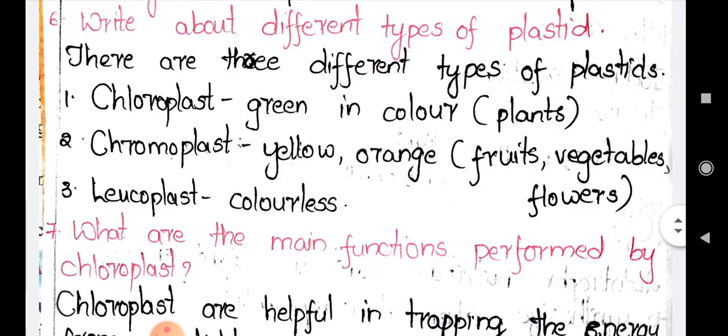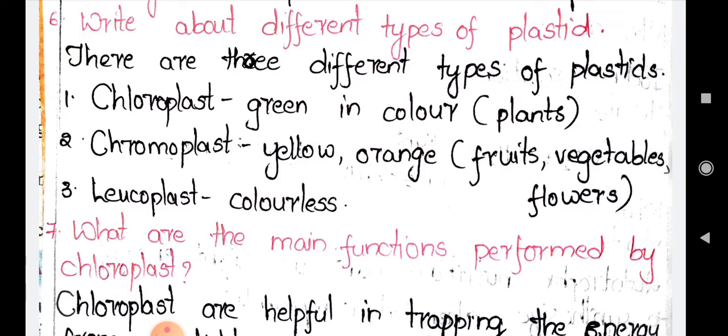And the second one is the chromoplast. Chromoplasts may be yellow or orange in color. In fruits, you can observe this chromoplast. You can observe it in the vegetables, and in some of the flowers also. If you take tomato, it has chromoplast, which is yellow, orange in color. If you take mango, yellow in color. So like that, the chromoplast gives yellow or orange color to the fruits, vegetables, or flowers.